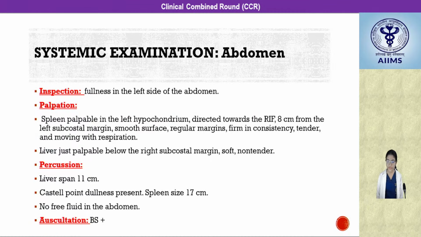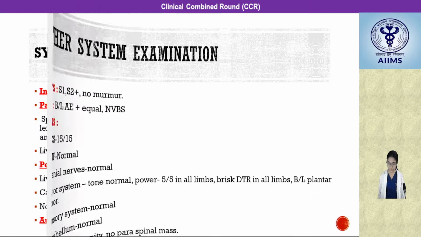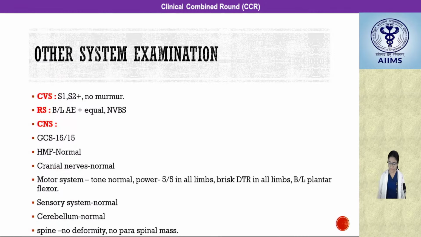On systemic examination of the abdomen, she had, on inspection, fullness on the left side of the abdomen. On palpation, the spleen was palpable in the left hypochondrium, directed towards the right iliac fossa and 8 cm from the left subcostal margin. She also had a liver which was just palpable below the right subcostal margin. On percussion, her liver span was 11 cm and spleen size was 17 cm. There was no free fluid in the abdomen and bowel sounds were heard. Other systemic examination was normal.